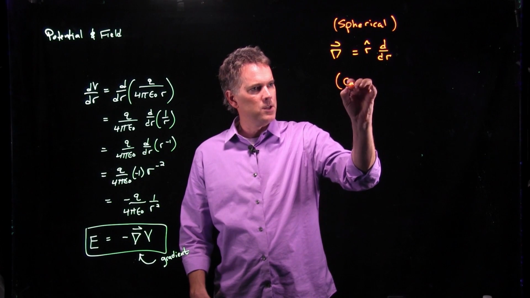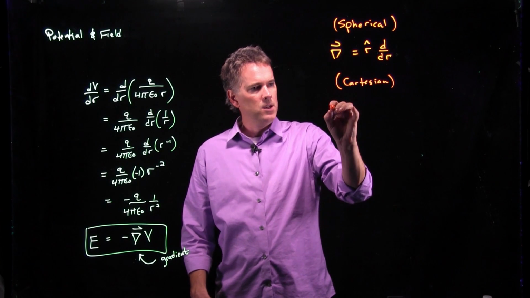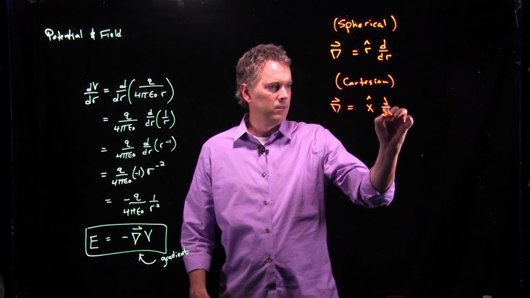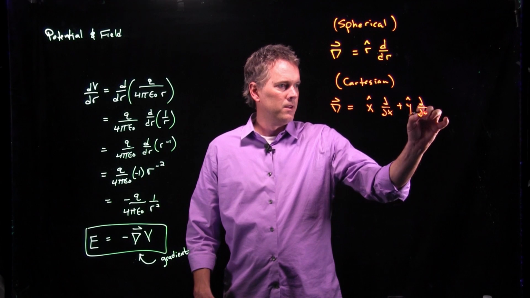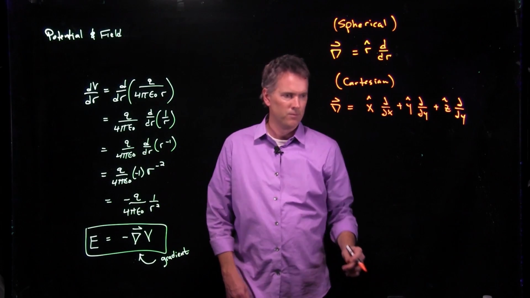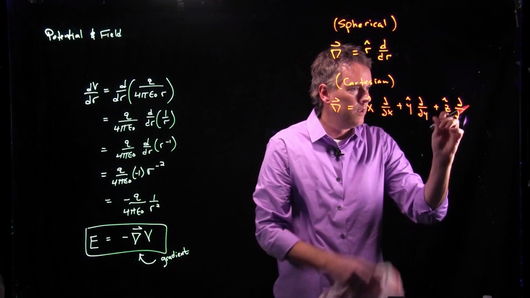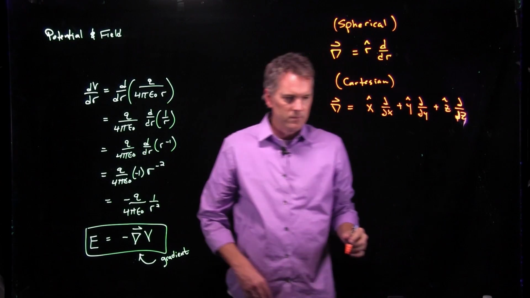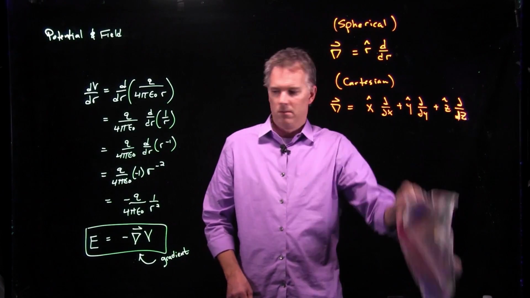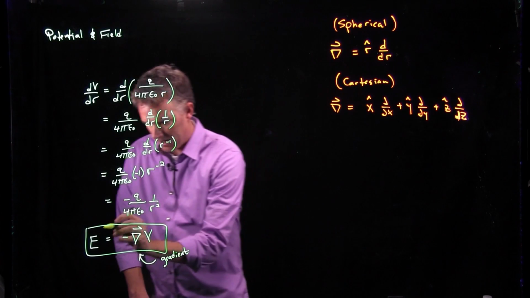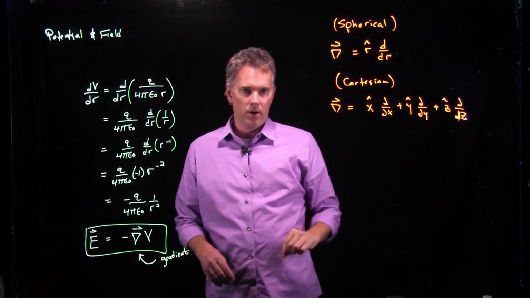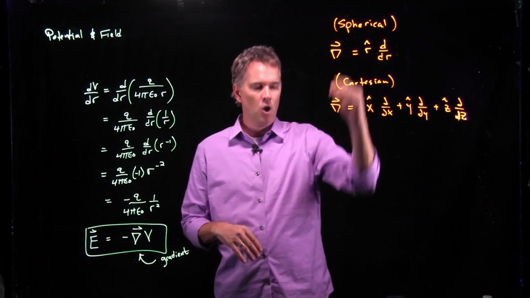How do we write this in Cartesian? In Cartesian, the del becomes x hat del del x plus y hat del del y plus z hat del del z. Okay, whoops. That should be a del z. And that now will tell us what direction the electric field is, right? Whoops, I forgot my arrow on top of the electric field. The electric field is in this particular direction, x hat, y hat, or z hat, or in the case of rotational symmetry, spherical symmetry, r hat.